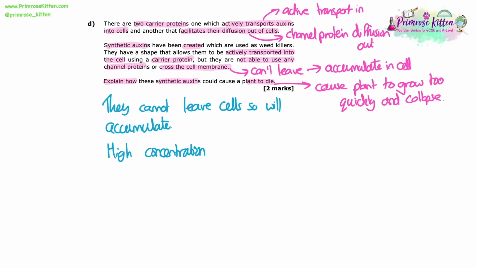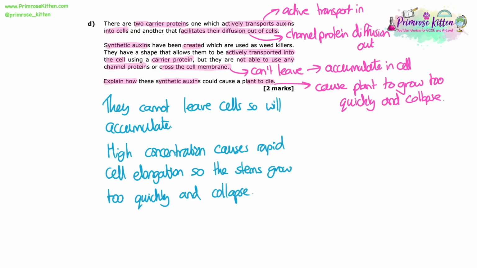So we have to say that it can't leave the cells, so it will accumulate. And that's the bit that we've interpreted from the information given in the question. High concentration causes rapid cell elongation, which causes the plant or the stem to grow too quickly and collapse. And then obviously if the majority of your plant is lying down on the floor collapsed, it's not going to be able to do photosynthesis as much because it's not standing upright. It's probably going to be shaded by other plants, and that's how it causes it to die.